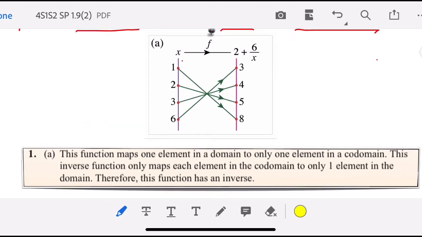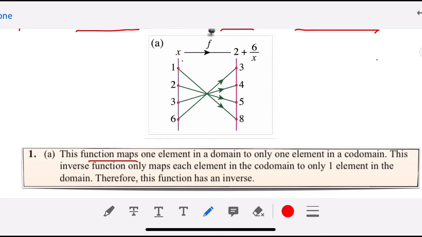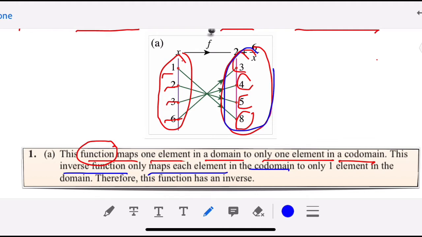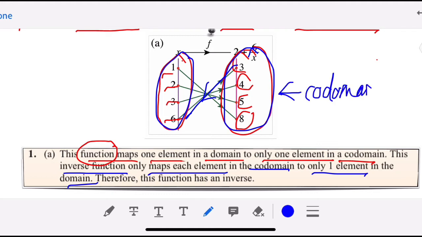So how to explain in detail? Let's explain in detail. The function maps one element, 1, 2, 3, 6 are elements in a domain, this is so-called domain, to only one element, 3, 4, 5, 8 in a codomain, this is so-called codomain. So this is function. And the inverse function only maps each element in the codomain, okay, arrow reverse, to only one element in the domain. This is the domain, right? This is the codomain. Again, this is the domain, right? So for inverse function, the image now becomes the object, right? And it actually reverses the arrow. So therefore, this function has an inverse.